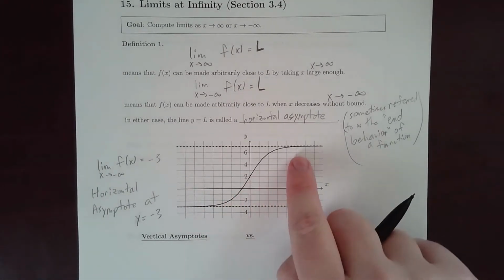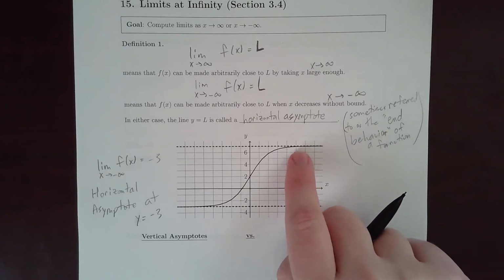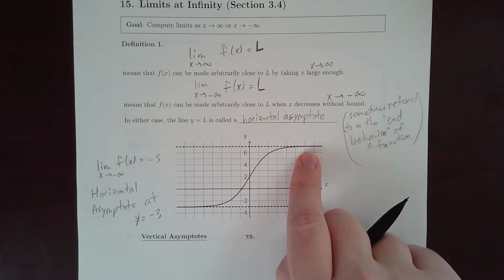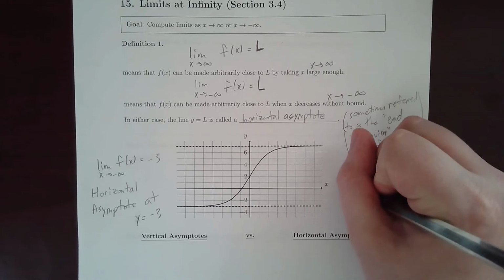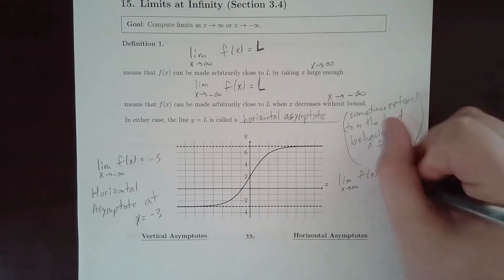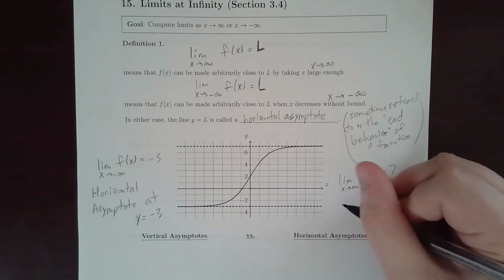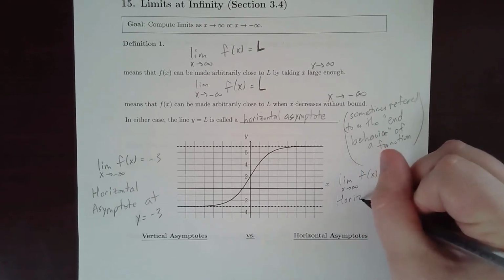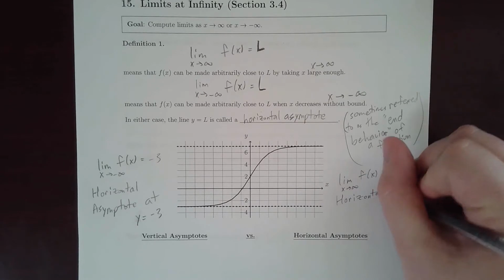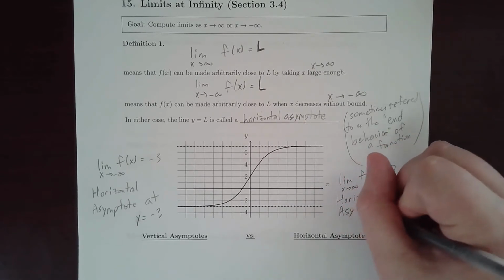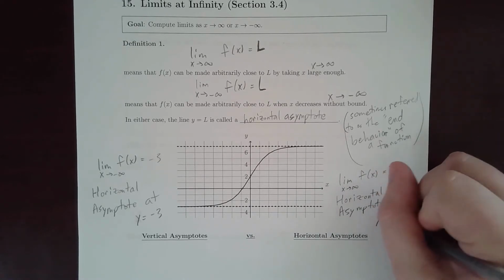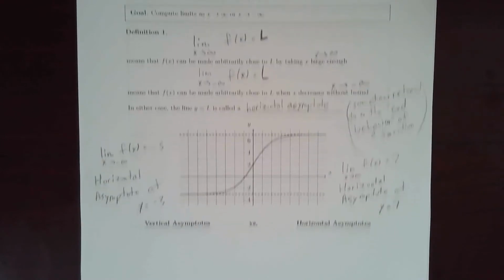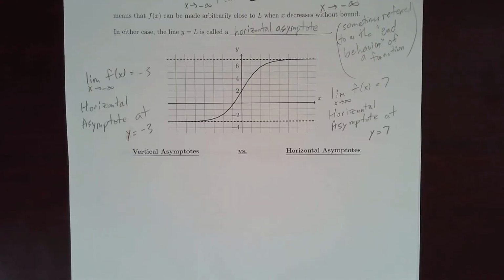Now as we look over here on the right, we're getting as close as we can with our y values to 7, but we never actually reach it. So here we would say that the limit as x approaches infinity of f of x equals 7. So we have another horizontal asymptote at y equals 7. So again, we just want to make sure we're understanding the difference between our vertical and our horizontal asymptotes before we get much farther.